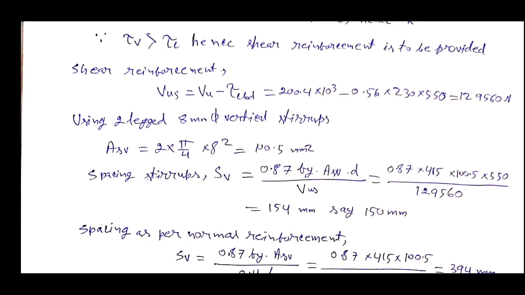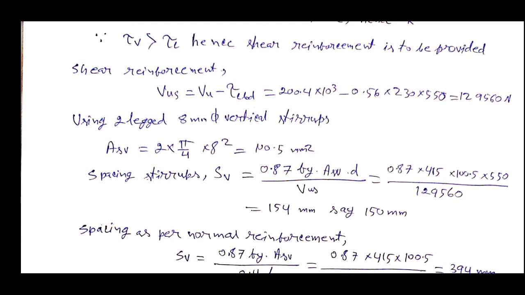So for shear reinforcement, Vus is equal to Vu minus tau c bd. Vus is 200.4 into 10 cube minus tau c, which is 0.56, also from IS 456, into 230 into 550, that equals 129560 Newton. The value of tau c bd we get from IS 456 2000, as given in the problem of single reinforced beam. You may go there for detailed description, already given there.